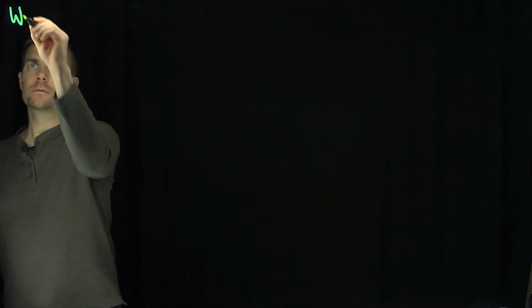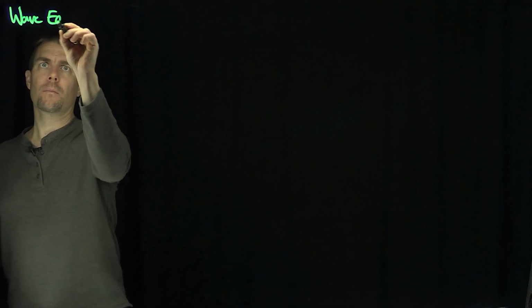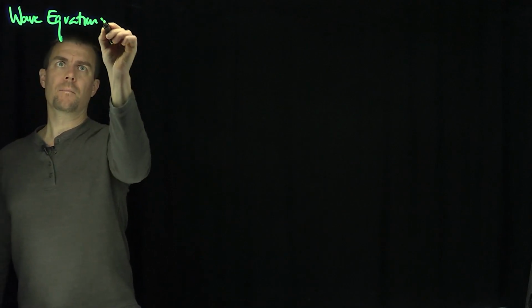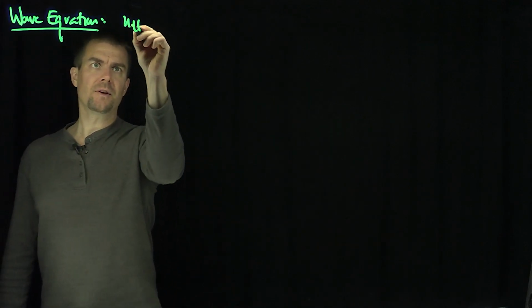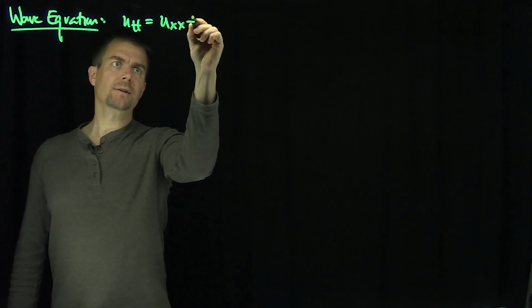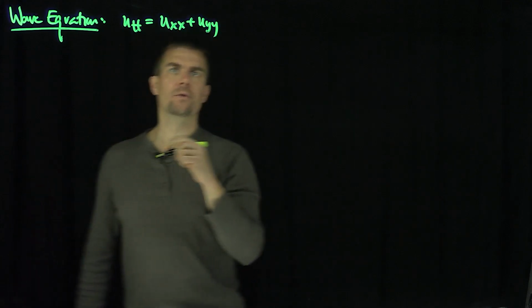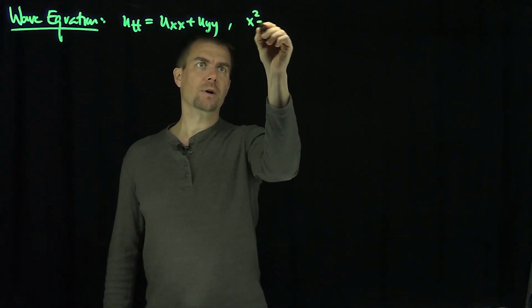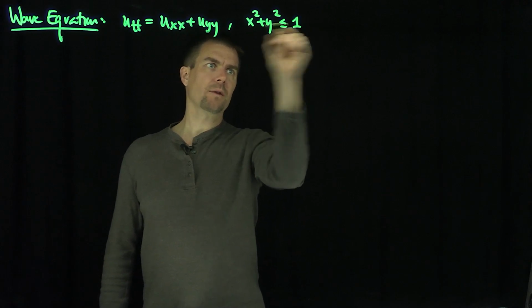Hello students, in this video we'll consider the wave equation on a disk. The wave equation has the form u_tt equals u_xx plus u_yy. The region we're going to consider is x squared plus y squared less than or equal to 1.